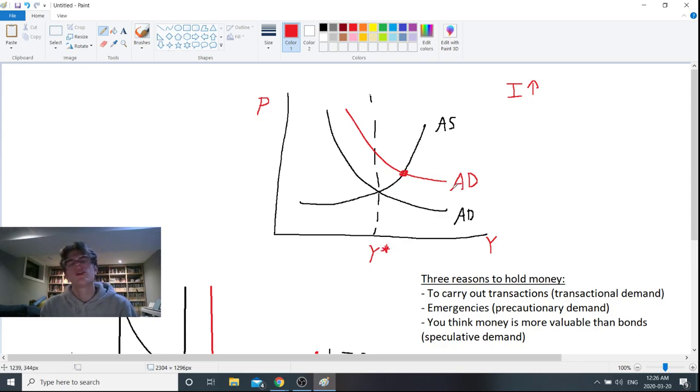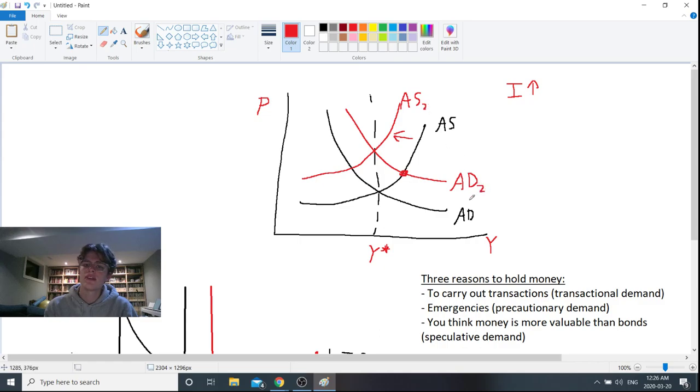So after that, what happens? Well, if we recall, because there was no government intervention, in the long run, what's going to happen is our aggregate supply is going to shift to the left. Our aggregate supply is going to shift this way. This is AS2.